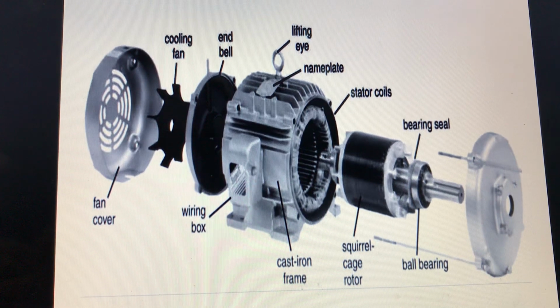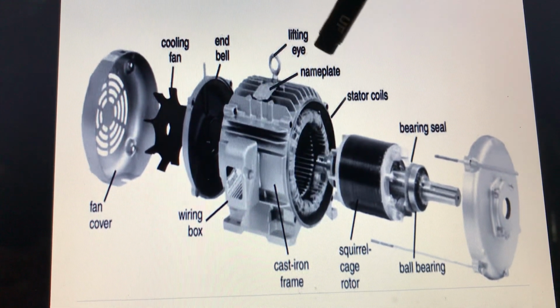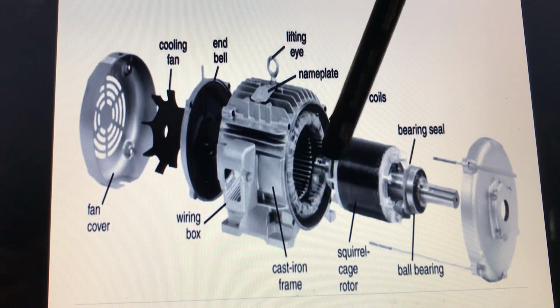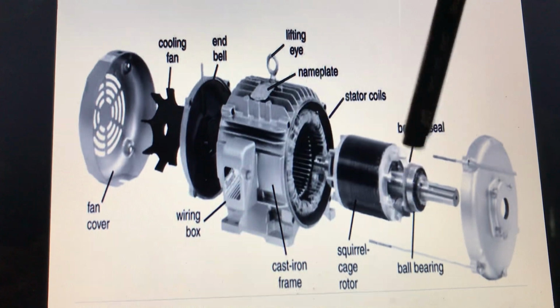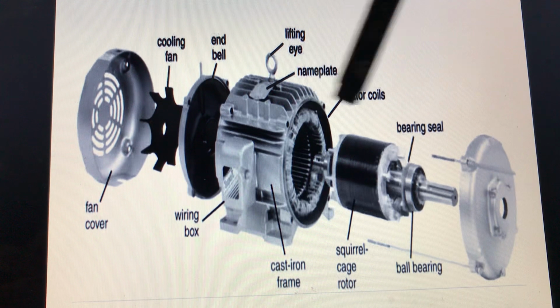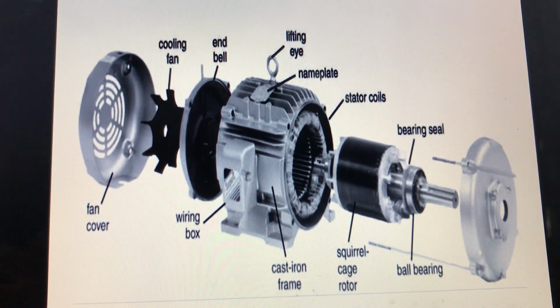This is a diagram for any machine. This is the outer body of the machine, which is also known as the yoke. This is the stationary part of the machine. This is the rotating part. This is the stator core on which the stator winding is there, and this is the rotor. Here in the diagram you can see it is a squirrel cage rotor.